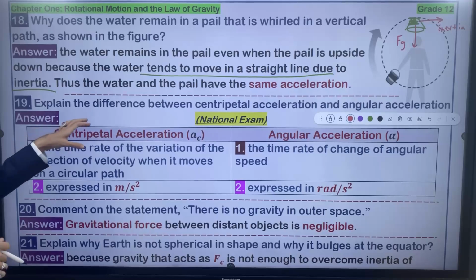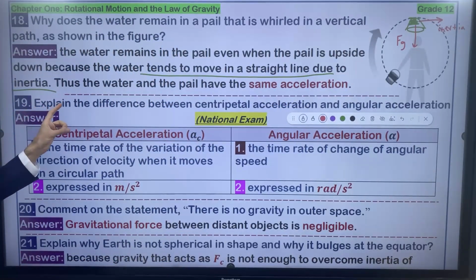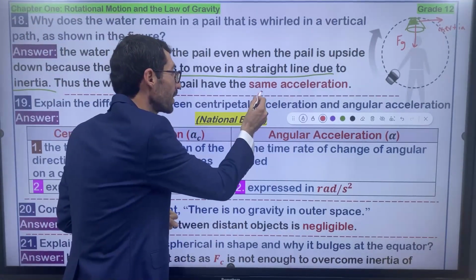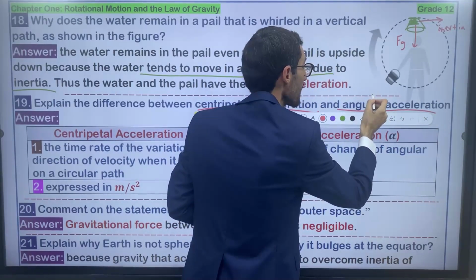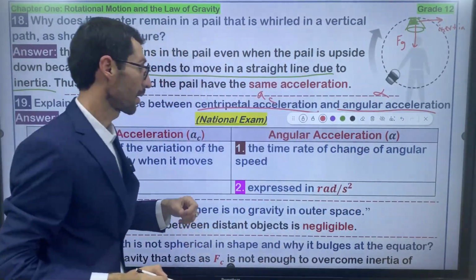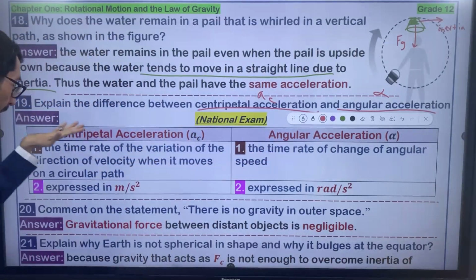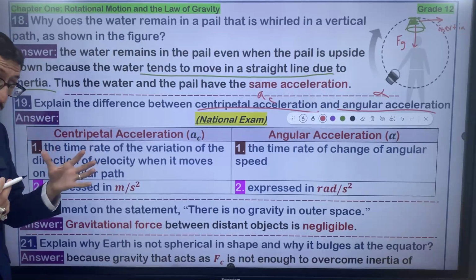Question number 19. It's a question of the national exam. Let me read it for you. Explain the difference between centripetal acceleration, AC, and angular acceleration, alpha. We want to distinguish between AC and alpha. I prepared it in a table. I summarized it into two points.